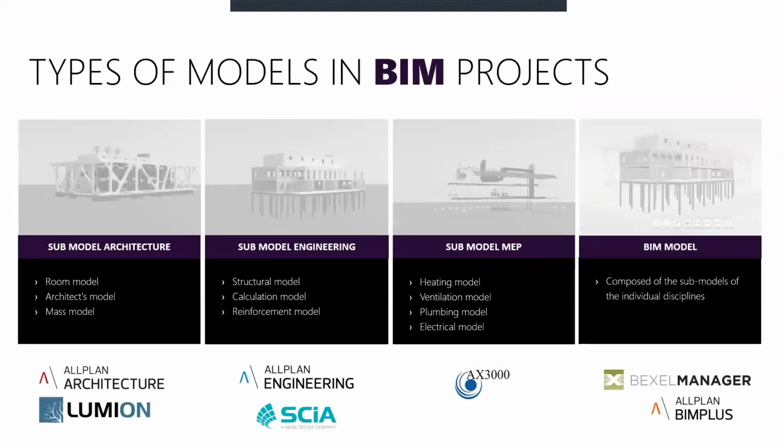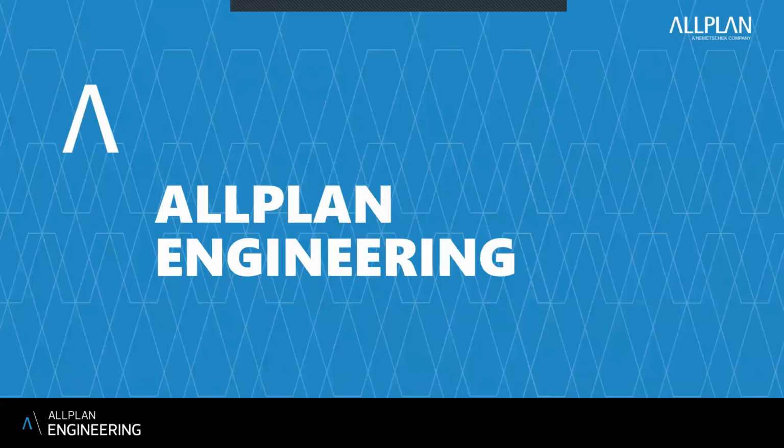So there are several types of models in BIM projects that are commonly used in the BIM world. Some of those are, let's say, sub-model engineering that consists of a structural model, calculation model, and reinforcement model. Below each picture, you can see our software that we use in creation of such models. So today I'm going to show you a quick presentation of AllPlan Engineering for creation of 3D models and reinforcement, and SCIA for structural analysis.